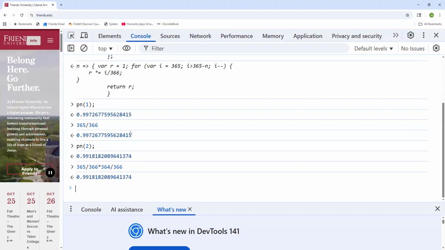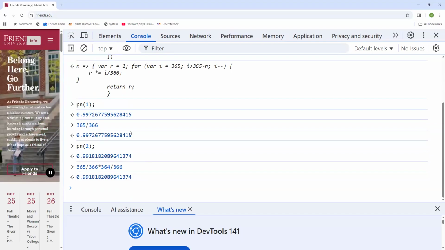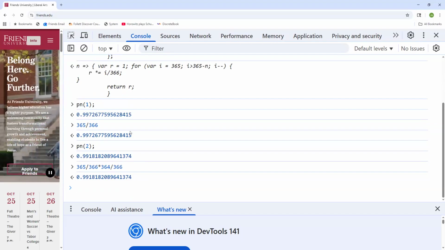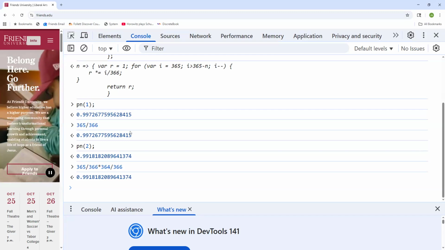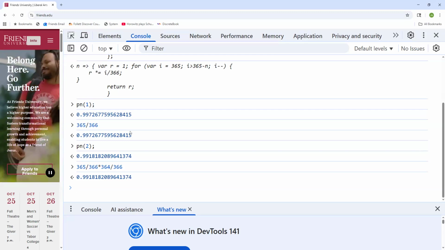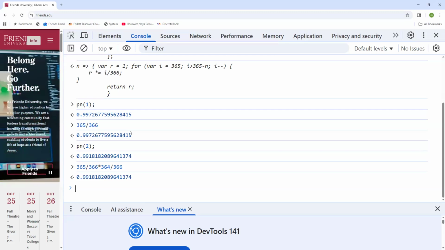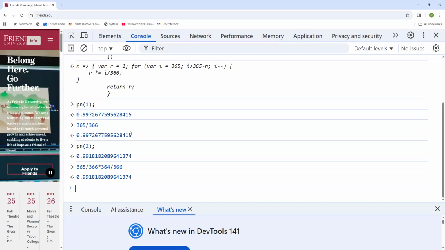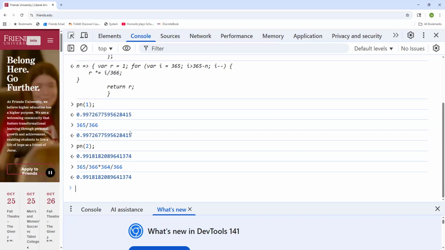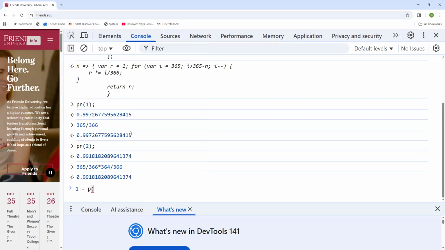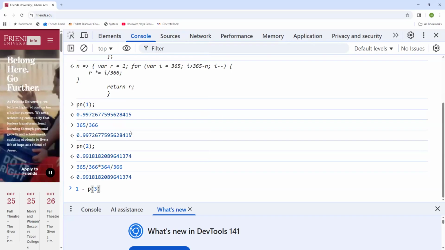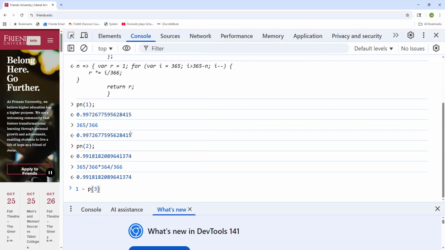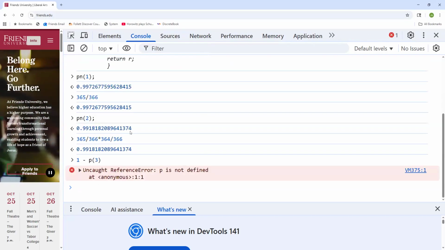It's the probability that the first n people who walk in the room do not have the same birthday as anybody else. Nobody in the whole room has the same birthday, right? So what's the probability that at least 2 people do have the same birthday in the room? Yep, 1 minus that. So let's just do 1 minus P of 3, for example. This is going to be the probability that at least 2 people in the room of 3 people have the same birthday.